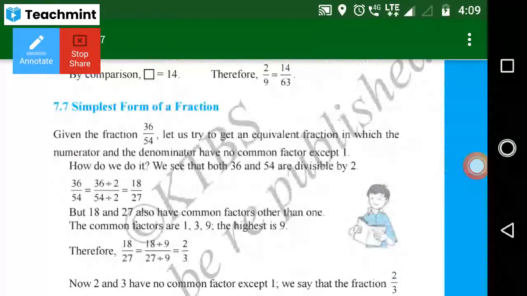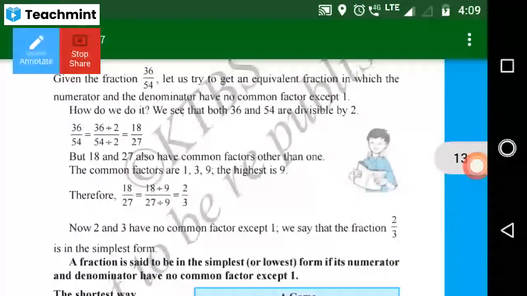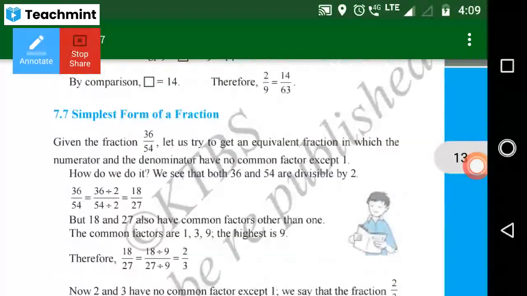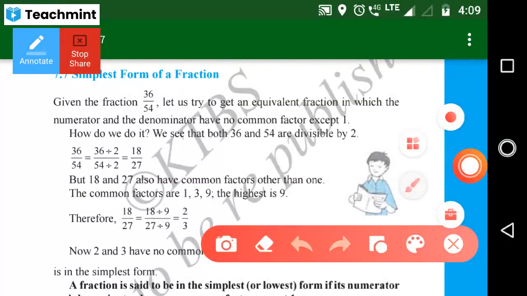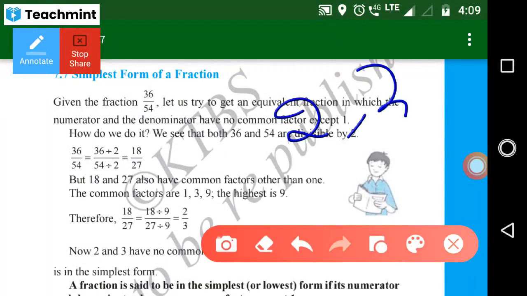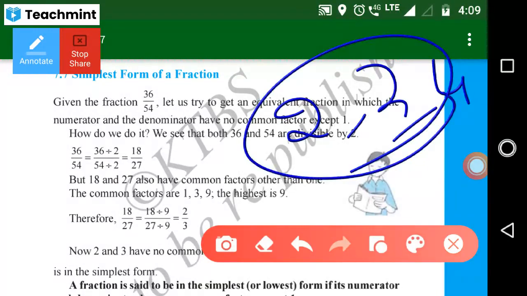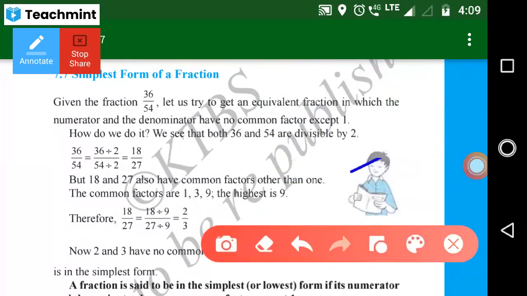18 and 27 also have common factors other than 1. So like this, these are the common factors. Which one is the highest common factor? 9. So you just divide. So you just find the HCF, then easily you can divide. Look at here, if you start from 2, then you divide by 3, then by 4, like this it goes on. So it is a long process. That's why we take the HCF, then it's very easy, isn't it?